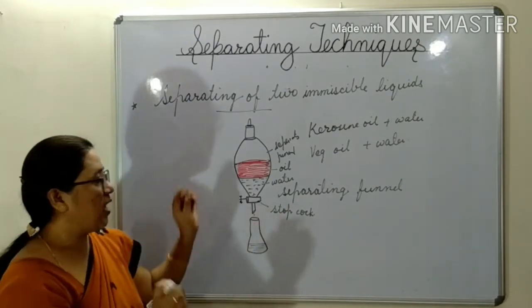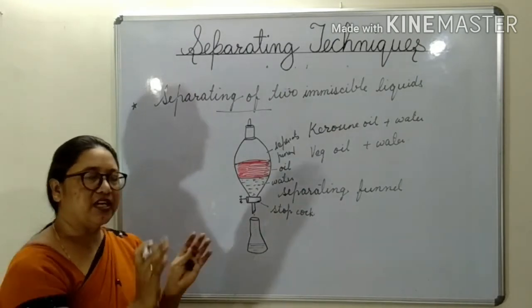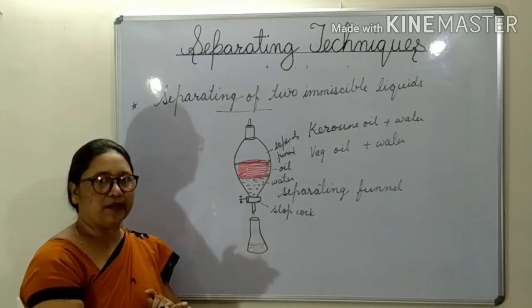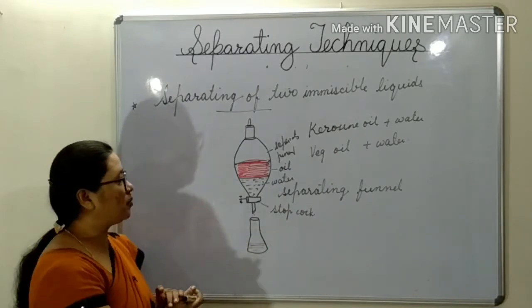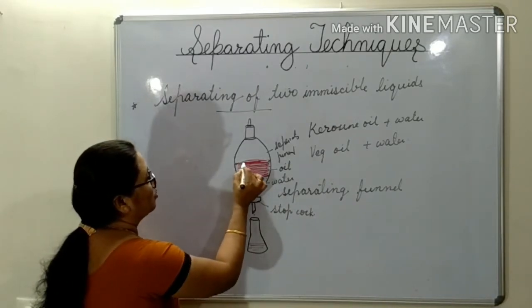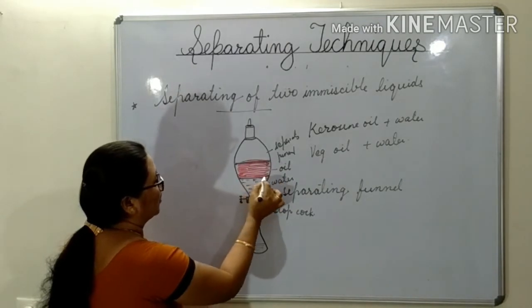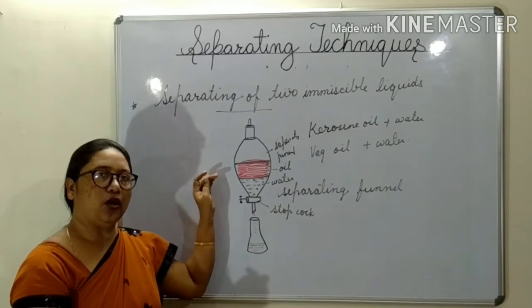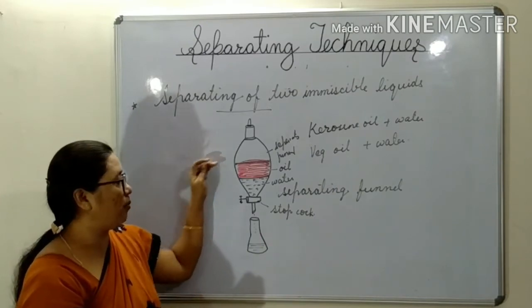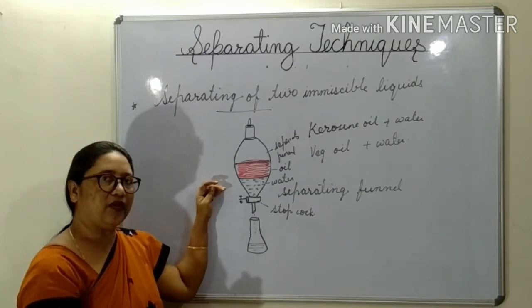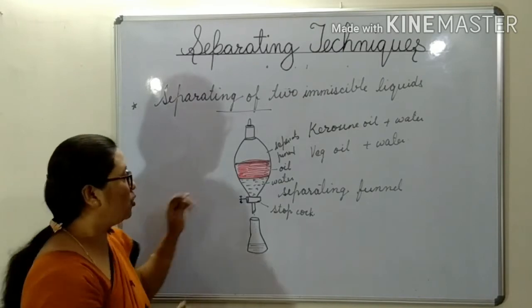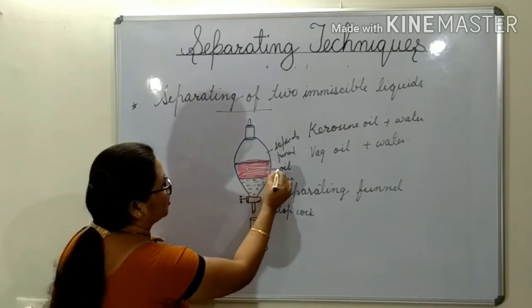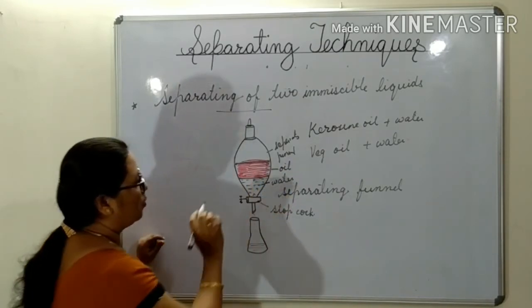closed, tightly closed, and just shake it. After shaking, keep it undisturbed for some time. Afterwards, what you will observe is that two layers will be formed. The liquid which has low density will be at the top, and the high density liquid will be at the bottom. So here the top one is oil and the bottom one is water.